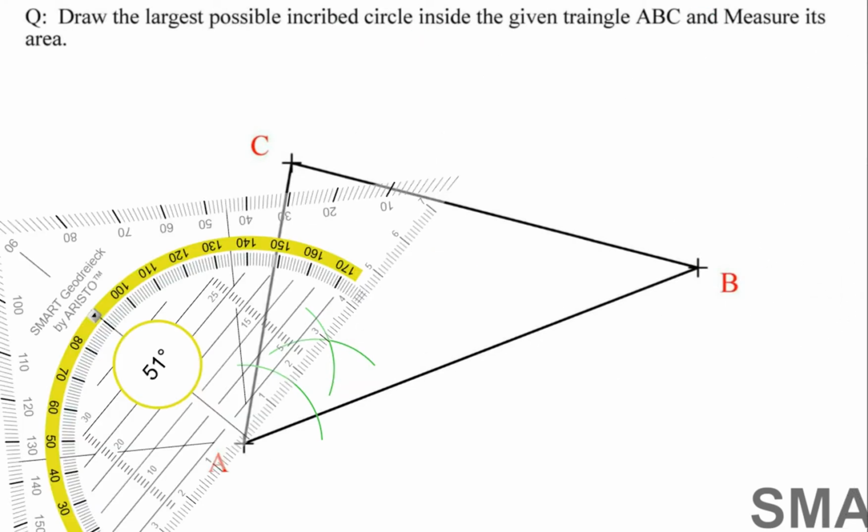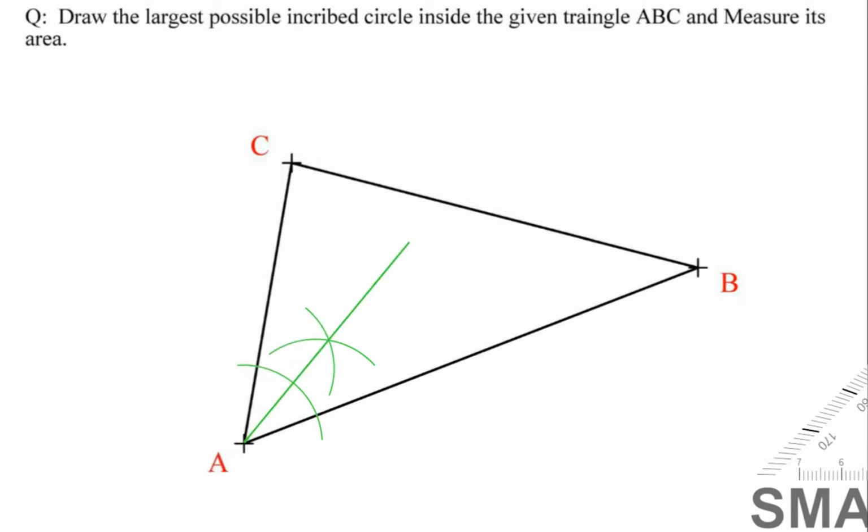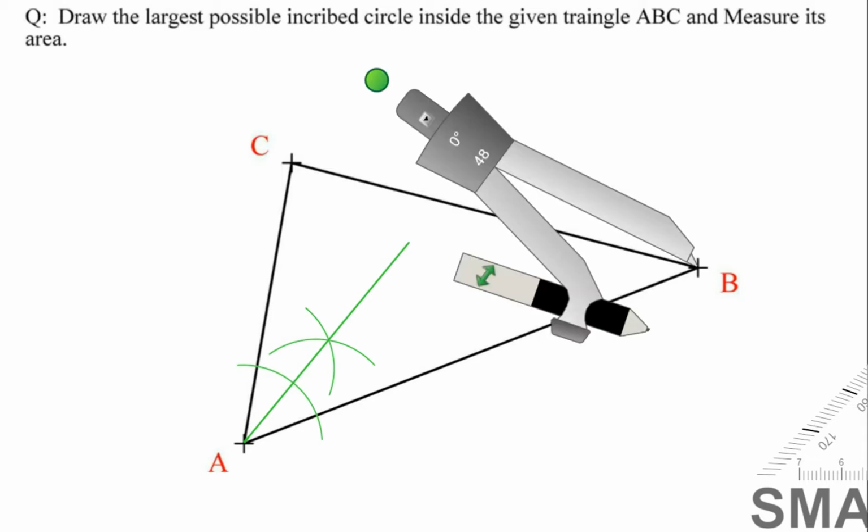Then bring in your set square or ruler and connect point A with the point of intersection to draw the angle bisector here. Now we have to repeat these same steps either for point B or for point C. I will go with point B.